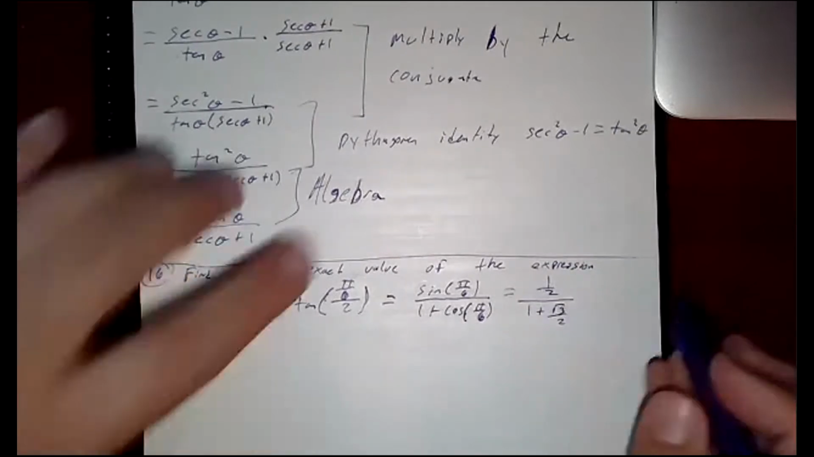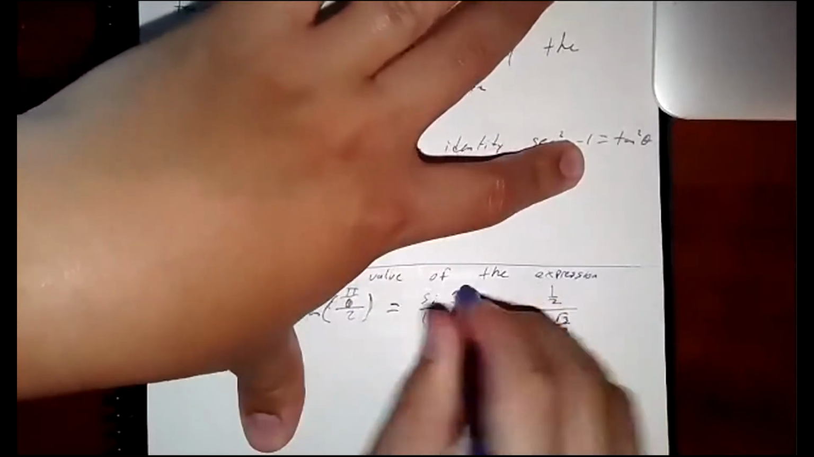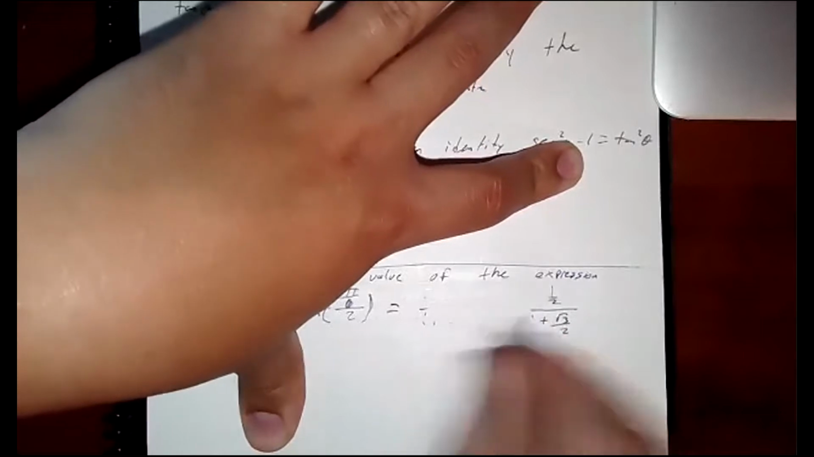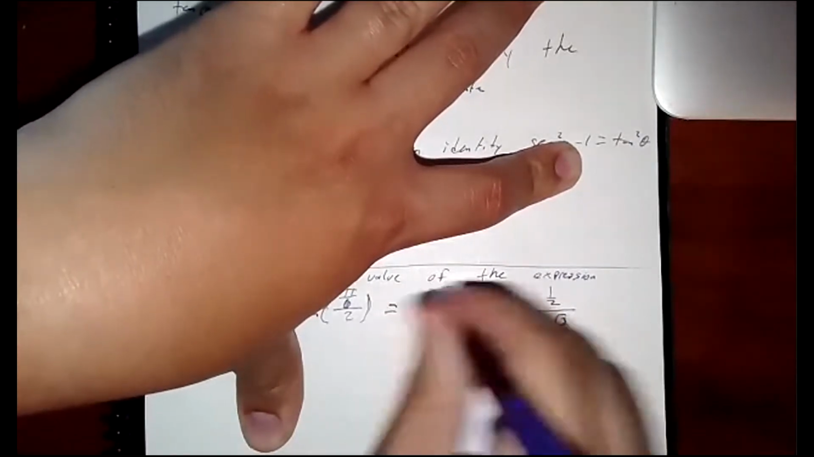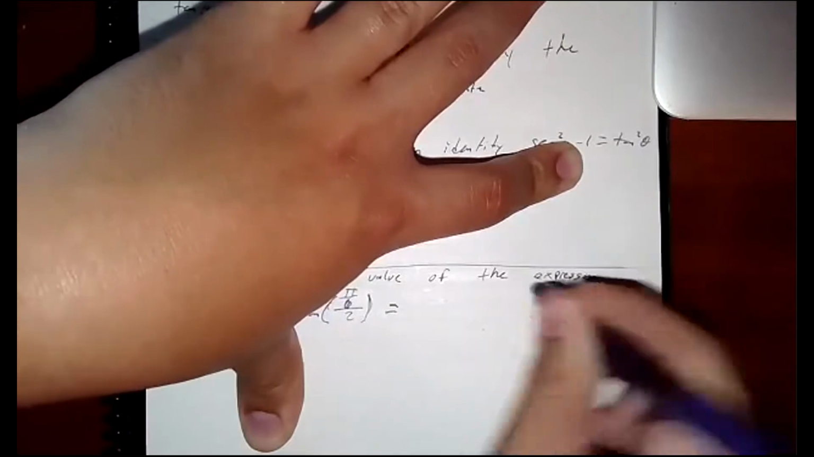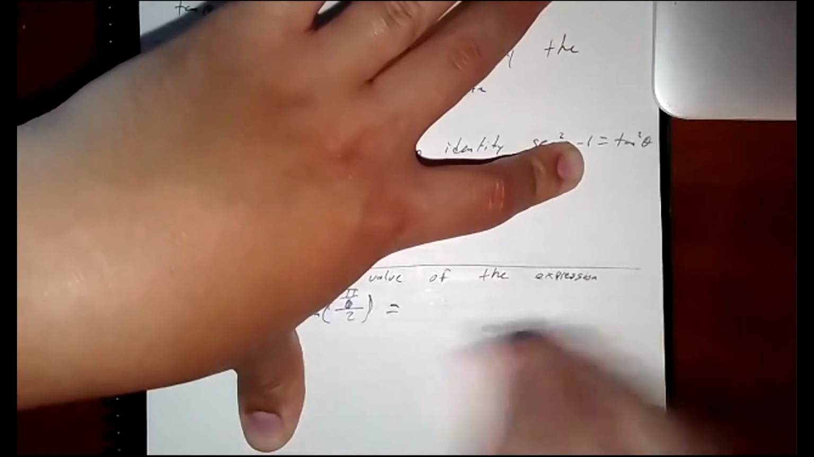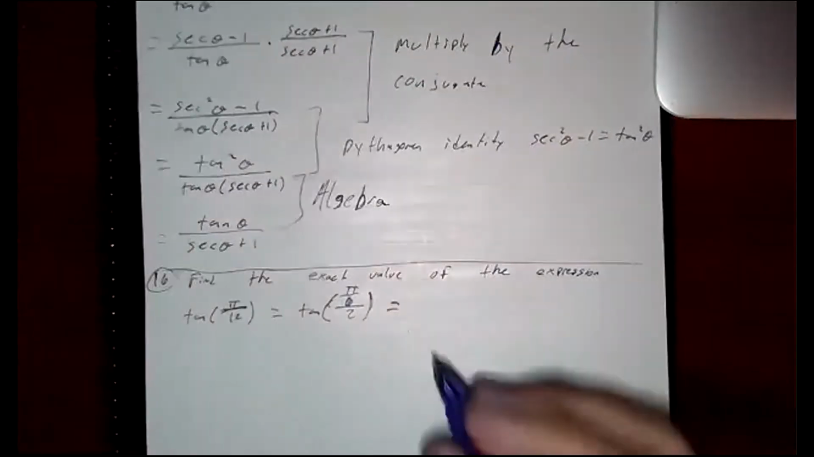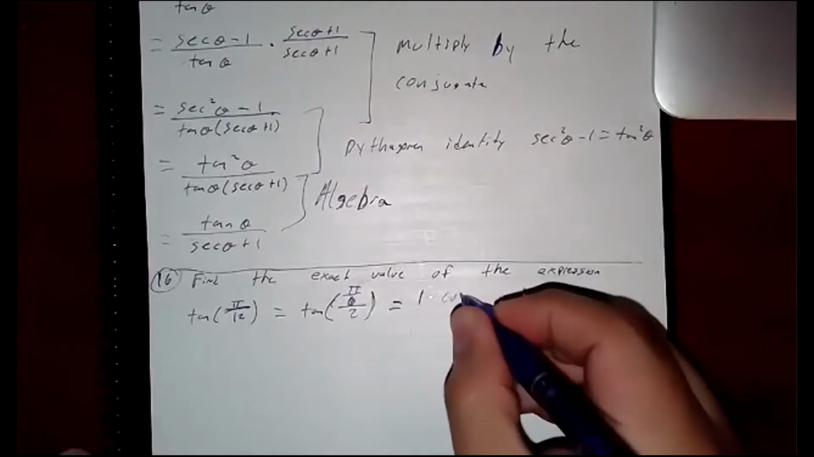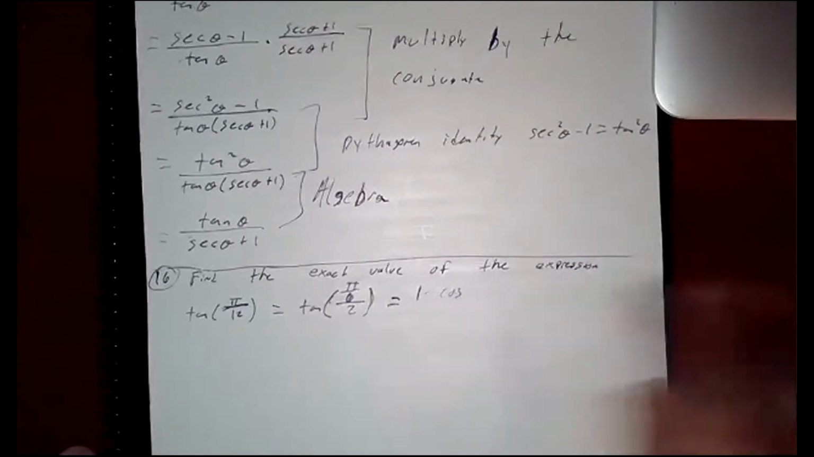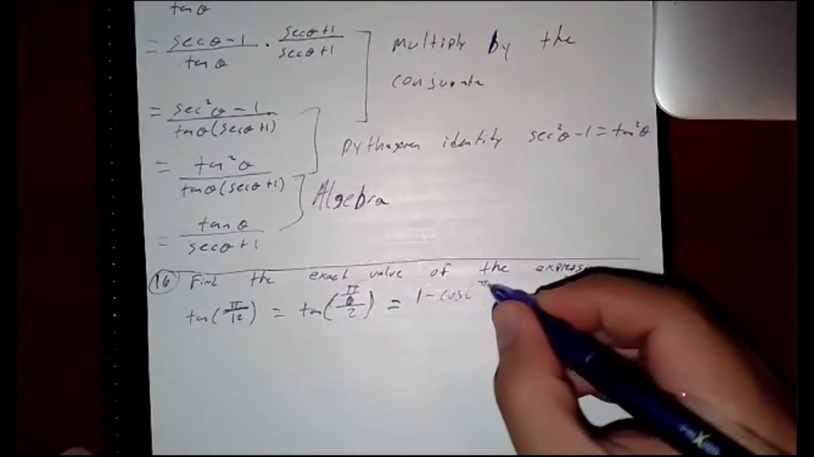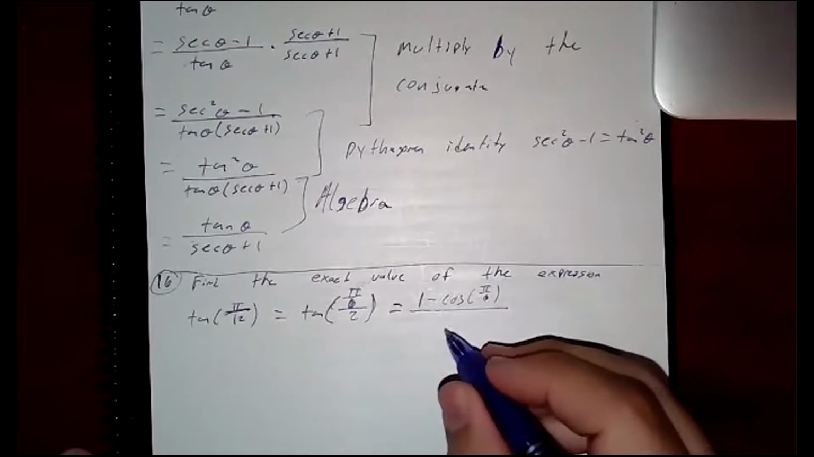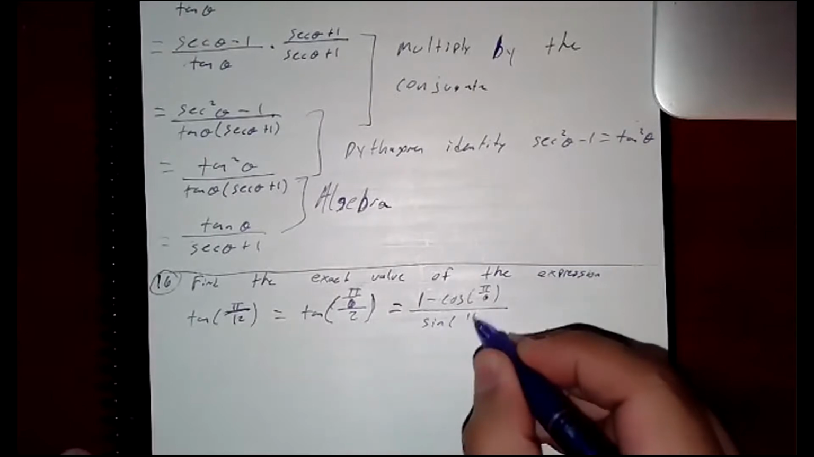Let's scrap that. Remember how the half angle for tangent has 3 different forms. I'm going to use a different form, so I don't have to deal with these fractions the way they are. That wasn't wrong, that's just easier to write. 1 minus cosine of pi over 6 over sine of pi over 6.